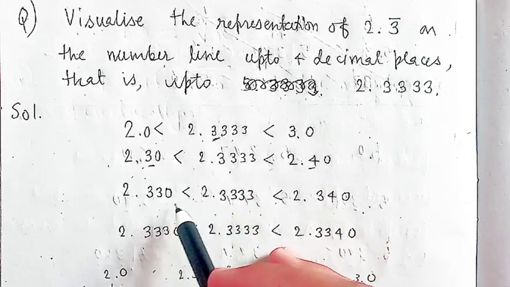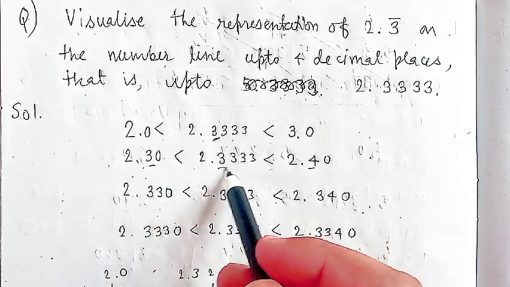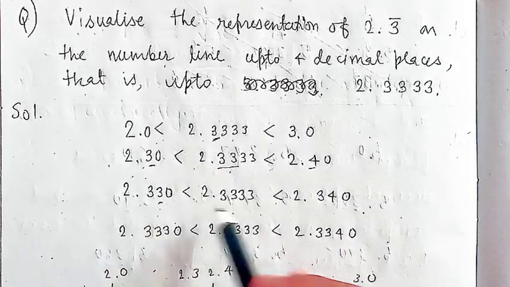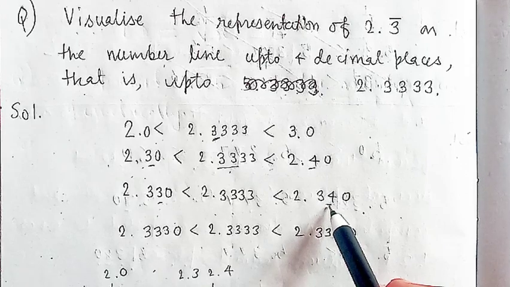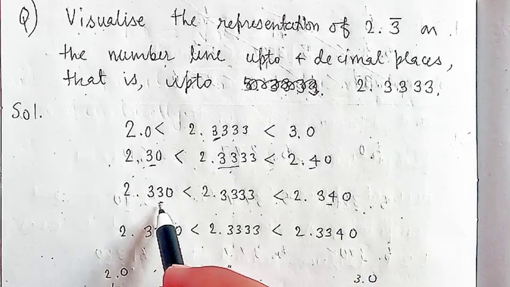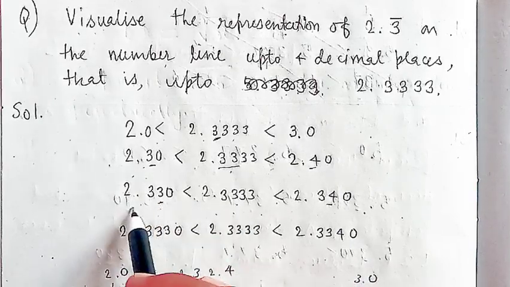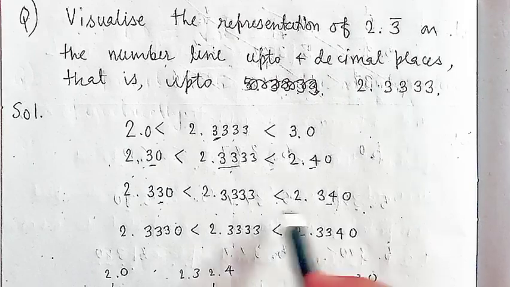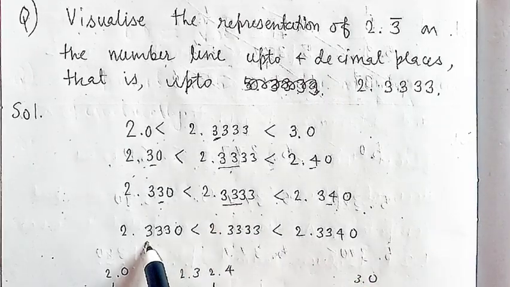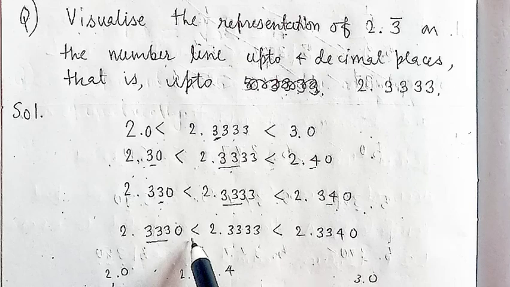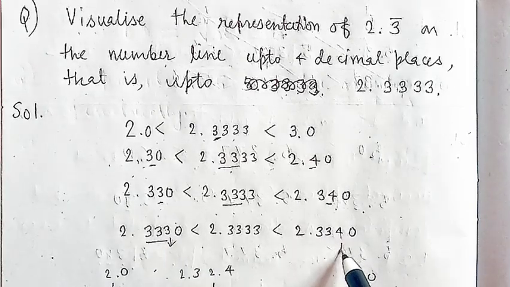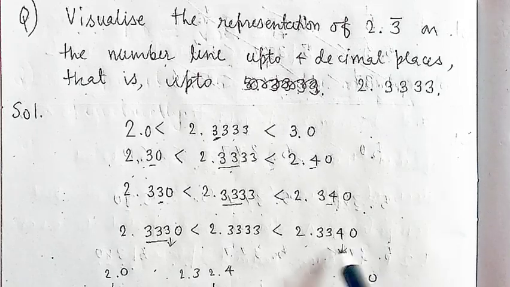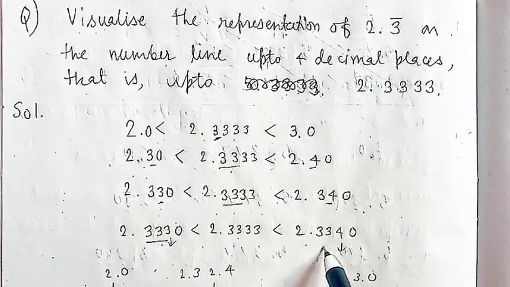Now this number lies between these. Again we write two decimal places, that is 2.33. Now increase the second decimal, so we get 2.34. We put 0 after the non-zero number in decimal, so this number lies between these two numbers. Now we take three decimal places, so we get 2.333. Now increase the third place by 1, so we get 2.3340. Now this number lies between these two numbers.